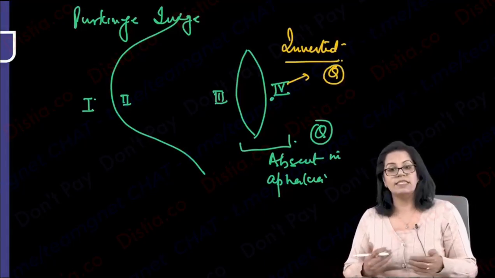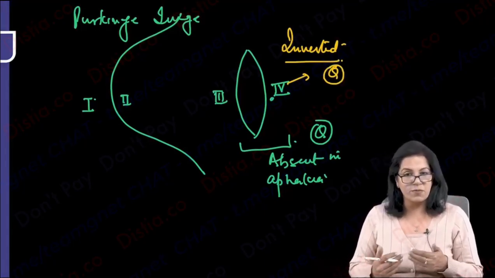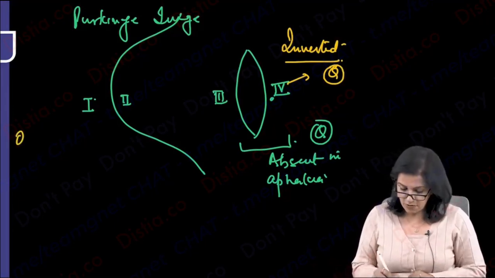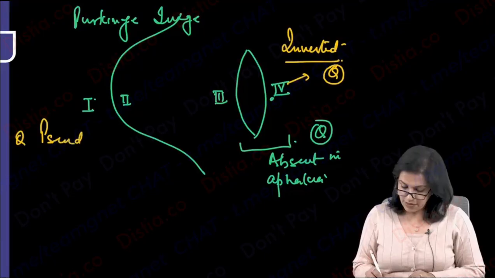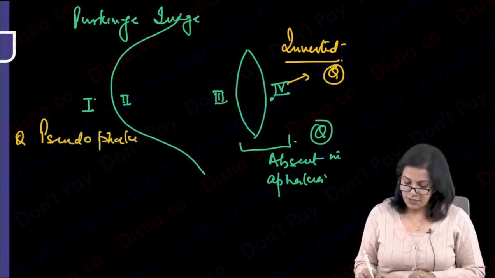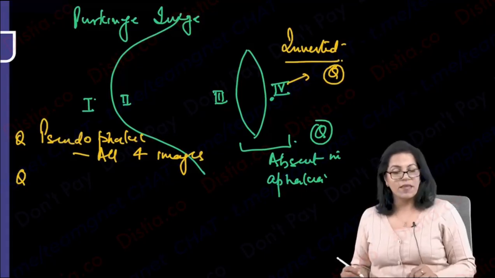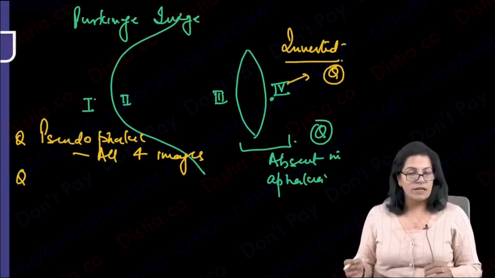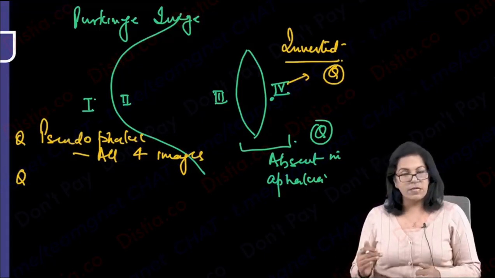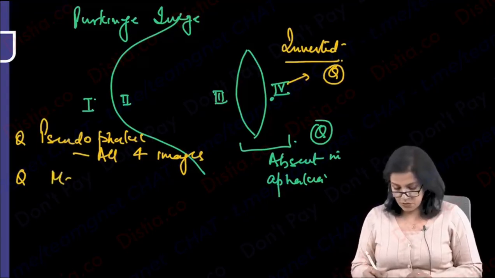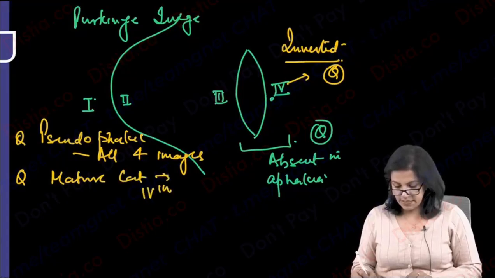And how many images are you going to get in a pseudophakia when you put an artificial lens? We will answer all four. So pseudophakia, your answer should be all four images. All four images are there. Right? The next question would be what are the images in mature cataract? So we will learn that in mature cataract there are three images. The fourth is absent.